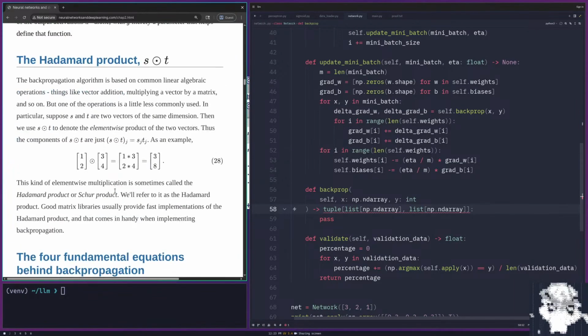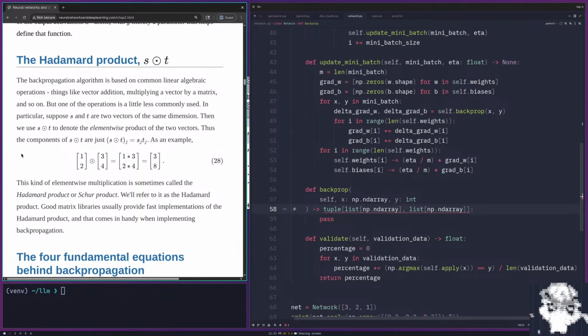Okay. The Hadamard product, s ⊙ t. I'm saying "o dot" because I can see that that's the LaTeX symbol for it when I hover over it.